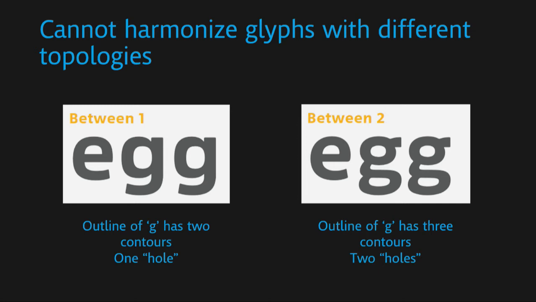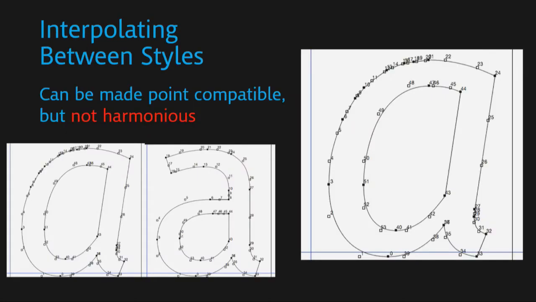Typographically, it's not possible. So, for example, we have two families, one called Between 1 and one called Between 2. And you can see, for example, that the G's have a different topology or a different number of contours. One has one hole, the other has two holes. So it's not possible to interpolate between those two. So that's one thing you come up with.